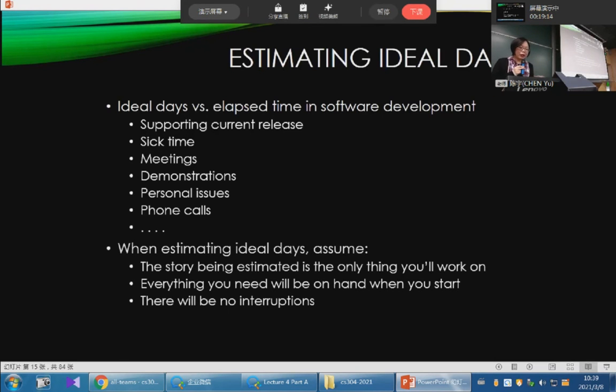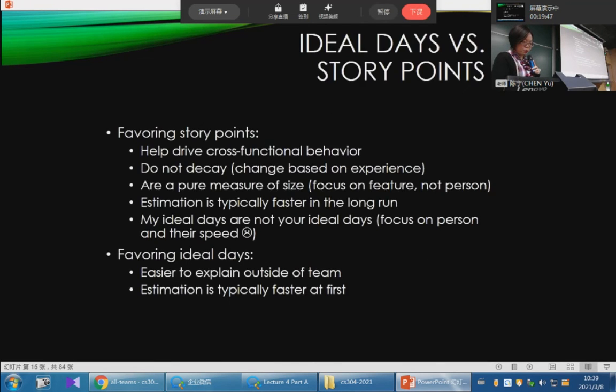When you are estimating ideal time, ideal days, we actually have a very optimistic kind of estimation. Basically we think that this is the only thing that you will work on, and that everything you need will be on hand. That is why it is important to install all the tools that we are going to use, because sometimes you need to spend some time downloading and installing the tools, and then there will be no interruptions.